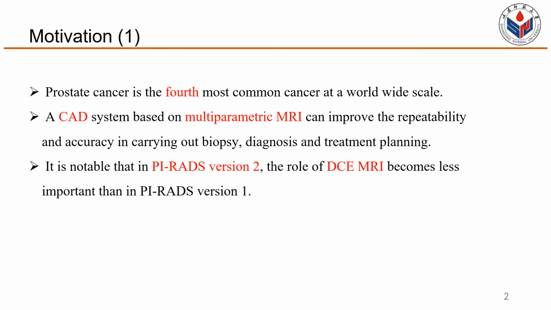In clinical practice, PI-RADS, which is short for Prostate Imaging Reporting and Data System, has been widely used to score the aggressiveness of prostate cancer. It is notable that in PI-RADS version 2, the role of DCE MRI becomes less important than in PI-RADS version 1.